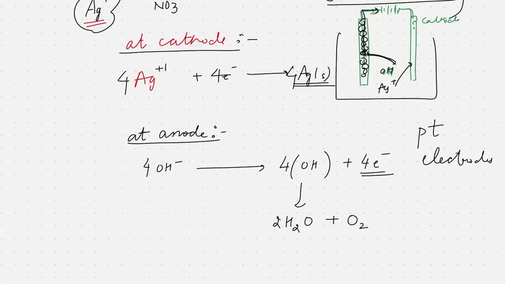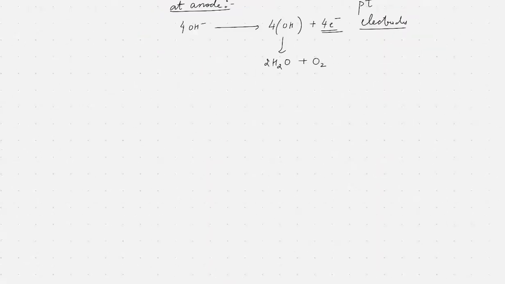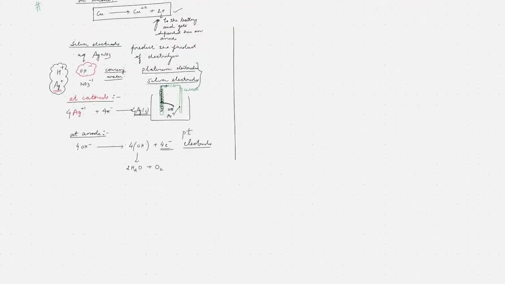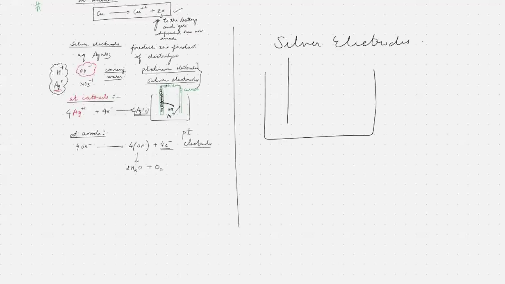But now, let's say we have silver electrodes. What change comes? If we have silver electrodes, then what happens? Just see. How does the change come about? So we'll have the beaker. We'll have the silver rods this time. We have positive and we are also going to have negative. So what does that mean? We are basically going to have AgNO3 and water.